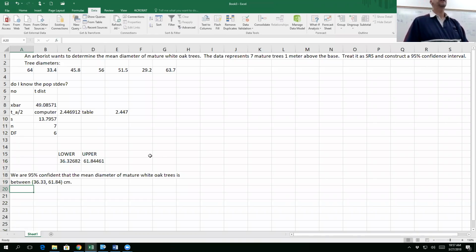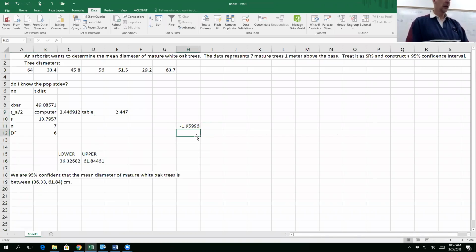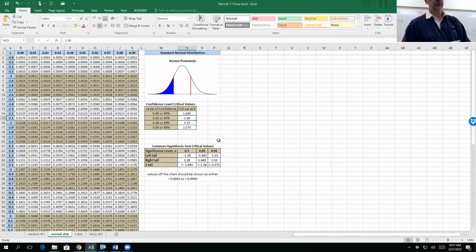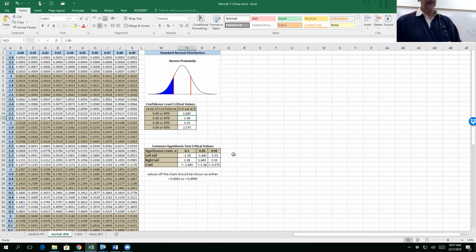By the way, if this was a Z distribution, what would be the command? Rather than T inverse 2 tails, it would be norm S inverse. Just for fun, if I put in 0.05 or 0.025, that will give me 1.96. Okay, that's the same number that's on my table here. If I go to my normal table, 1.96. It's actually 1.95996. All right. So all those things are on your formula sheet.